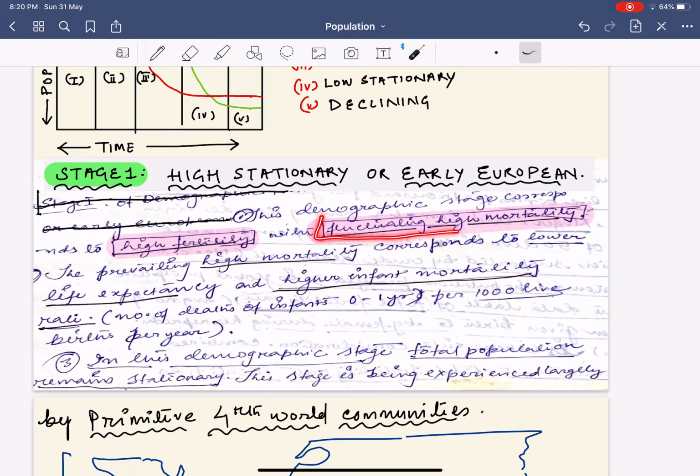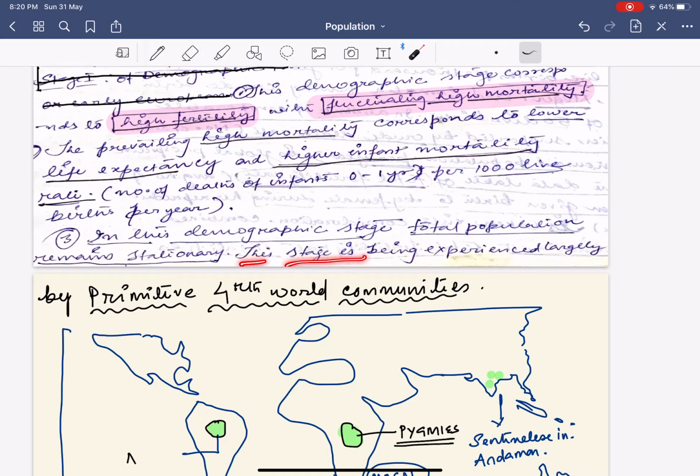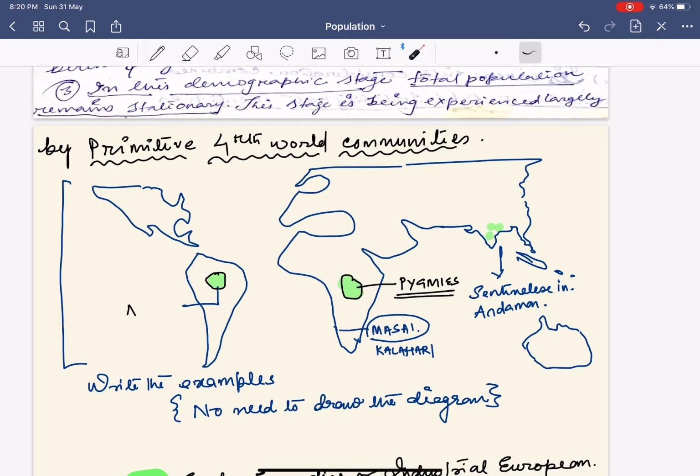It says that fluctuating high mortality rate. Hence, this stage in the present context is being experienced largely by your primitive fourth world communities. Simple. What are these primitive fourth world communities? It's nothing but your tribal communities. We can look at over here.